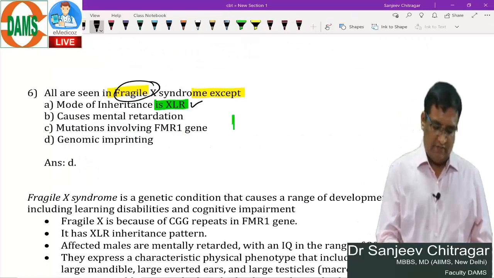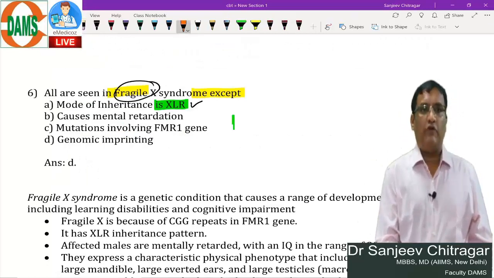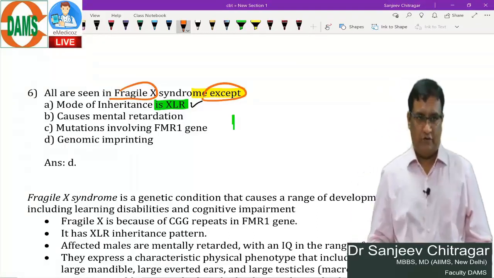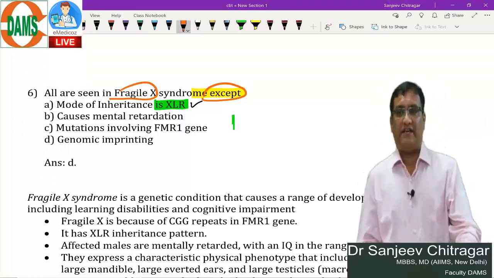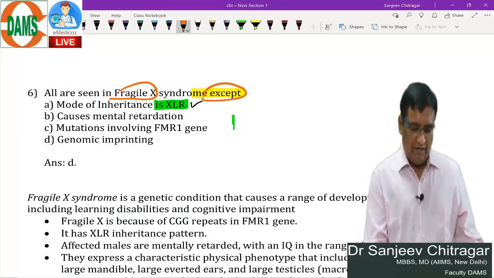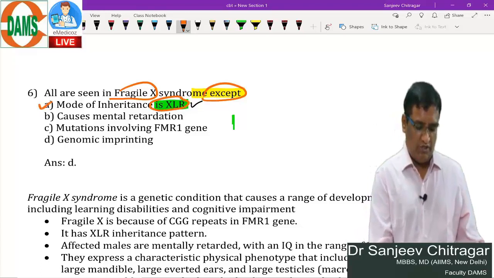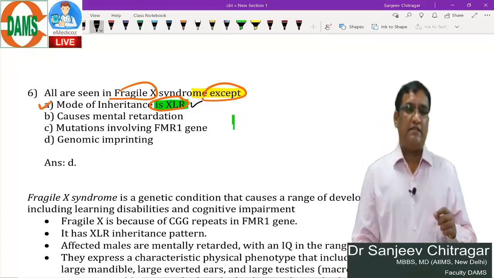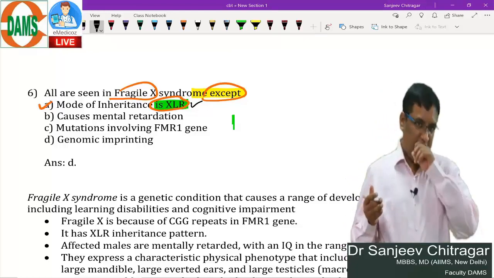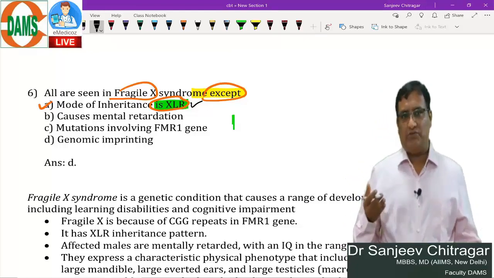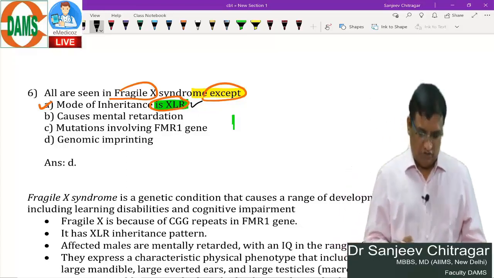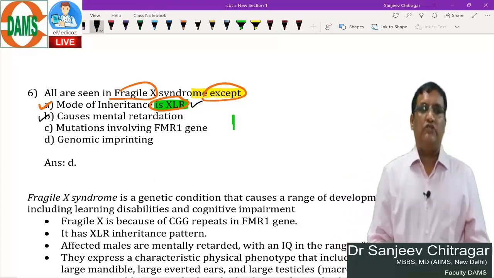So question number 6, we are talking about all of the following are seen in Fragile X syndrome except, is the question. So what is not seen in Fragile X syndrome? Which is not true about Fragile X is the question. Mode of inheritance is X-linked recessive. That is a true statement because Fragile X syndrome has a classical X-linked recessive inheritance with few exceptions. Exceptions include unfavorable lyonization, and also the males can be carriers here. Causes mental retardation. This is also a true statement.